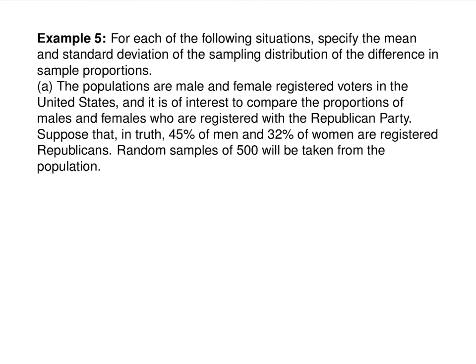For each of the following situations, specify the mean and standard deviation of the sampling distribution of the difference in sample proportions. In this case, the populations are male and female registered voters in the US, and it's of interest to compare the proportions of males and females who register with the Republican Party. Suppose in truth, 45% of men and 32% of women are registered Republicans. Random samples of 500 are taken from each population. So, assuming that men are our first group, P1 is equal to 0.45, and P2 is equal to 0.32.